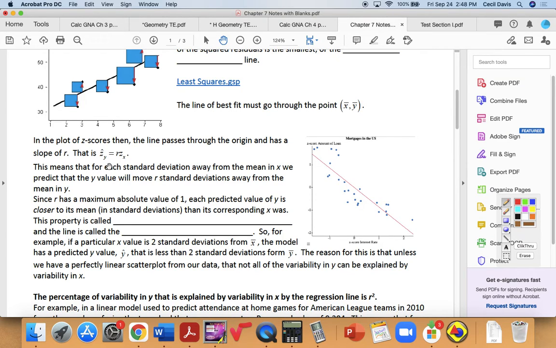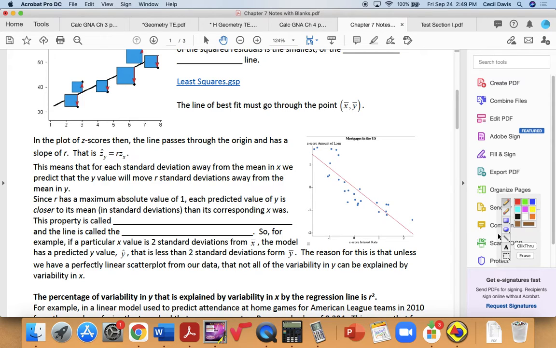So in other words, if x is 2 standard deviations away, we'll never predict that y is going to be 2 standard deviations away also. It's always going to be less than that. And part of that is, it's not a perfect prediction model, is it? So we want to go, okay, if we're going to guess, we're going to guess a little smaller. We're not going to guess too big.